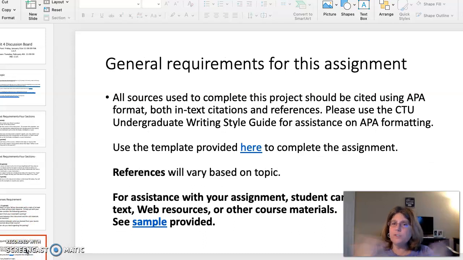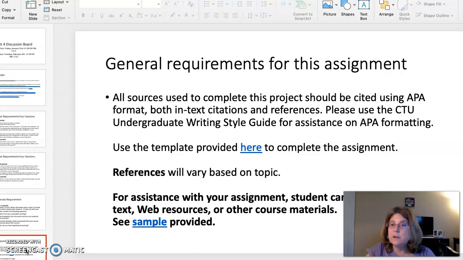So all sources you use to complete this assignment, all research sources, must be cited using APA format. You need in-text citations and references. Remember, it's incredibly important to back yourself up by continually using in-text citations throughout your work. That backs up your points and properly credits your materials. And of course, if you use research resources, you need to use references at the end. Okay, very, very extremely important.